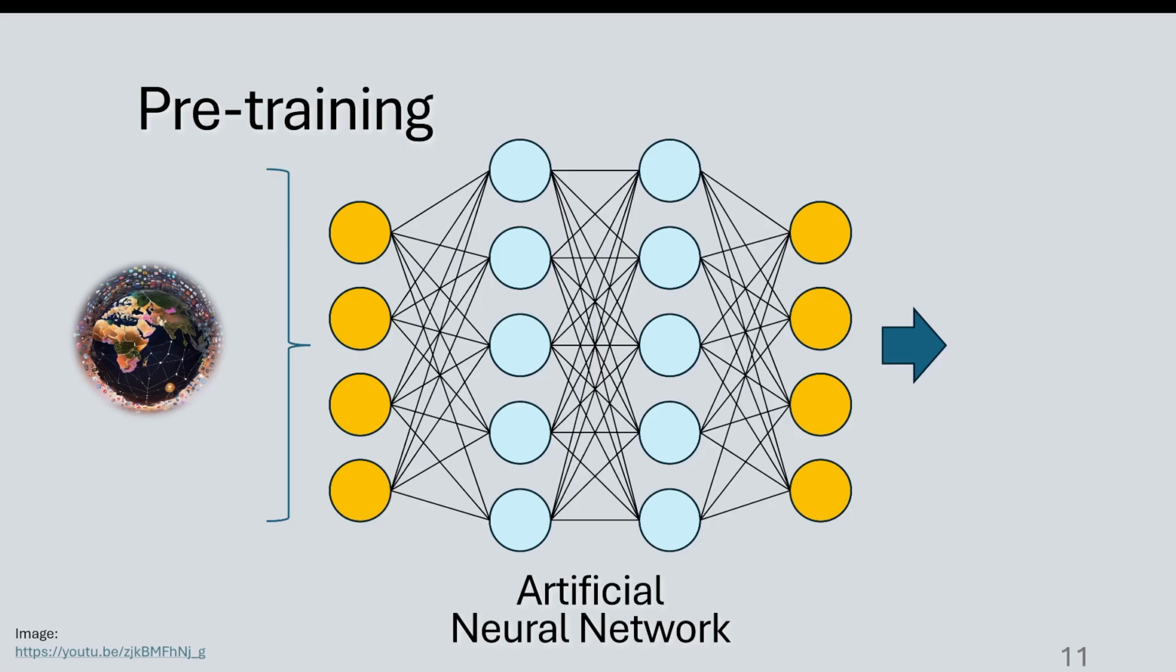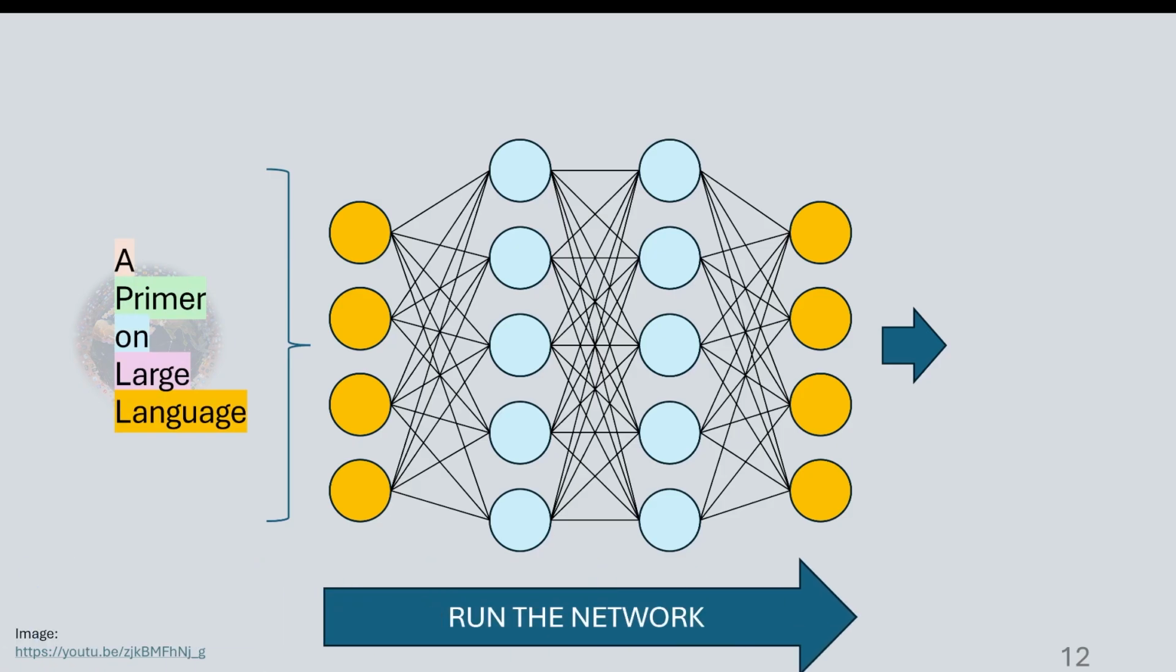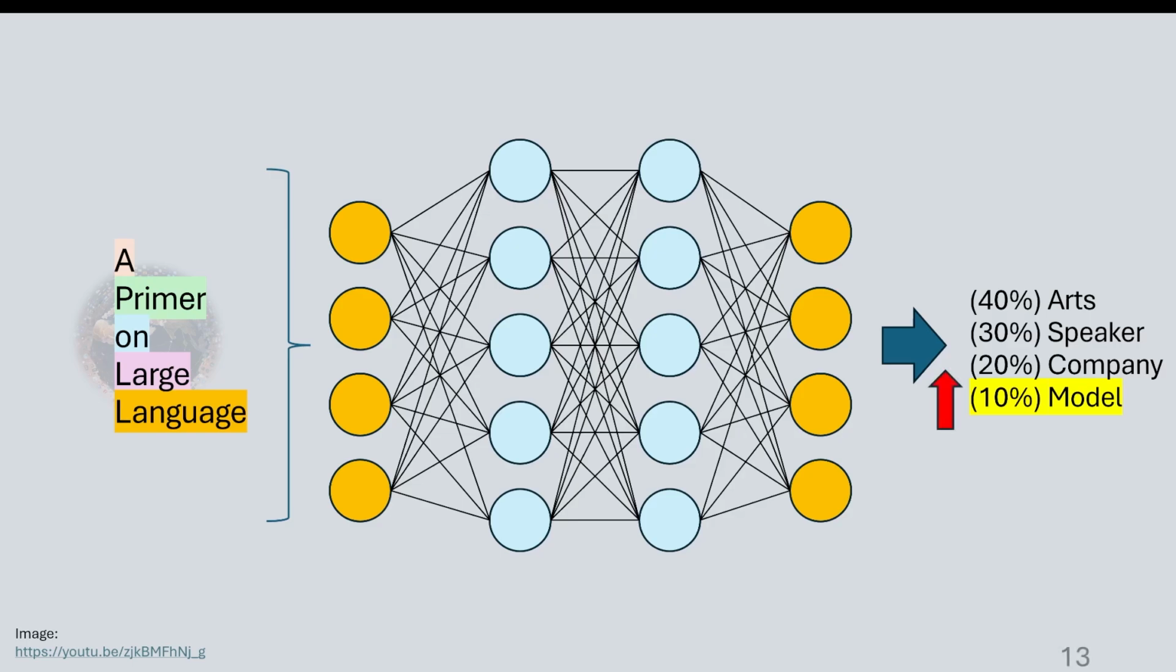So we take a chunk of that internet, right? Say now we want to train just a primer on large language. So it's these 5 words we want to input into the neural network. We run the network, and most likely the next word that follows language could be language arts, language speaker, language company, language model. The percentage of model could be very low at the beginning, right? And so we want to increase the percentage of the word model.